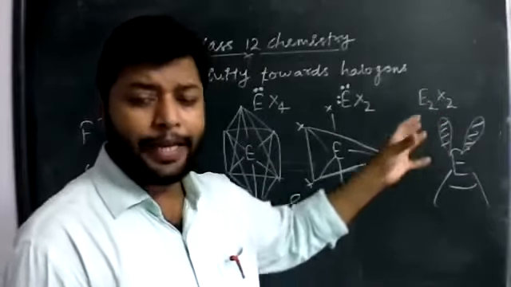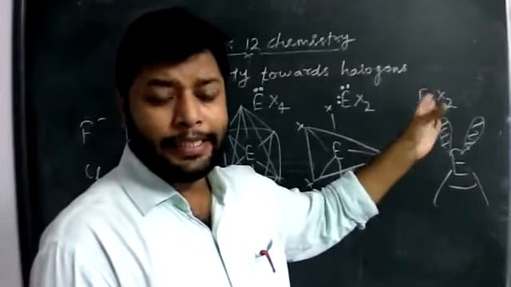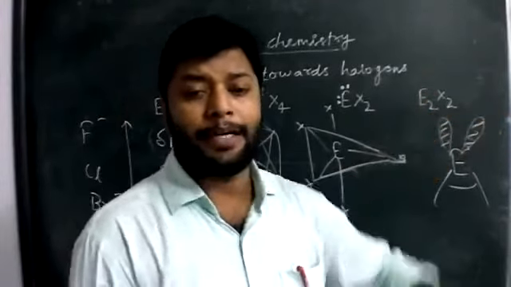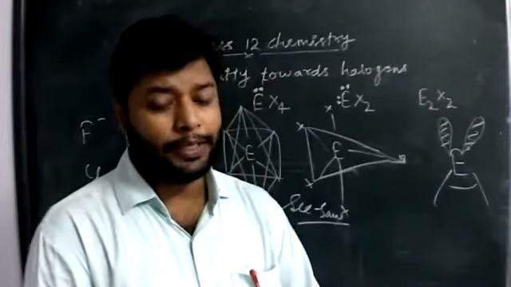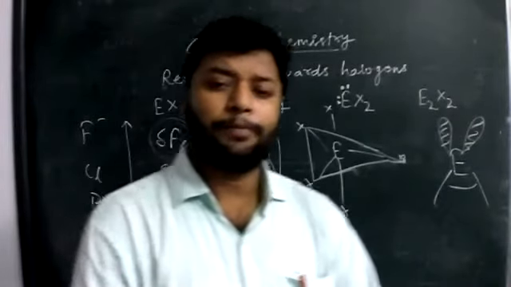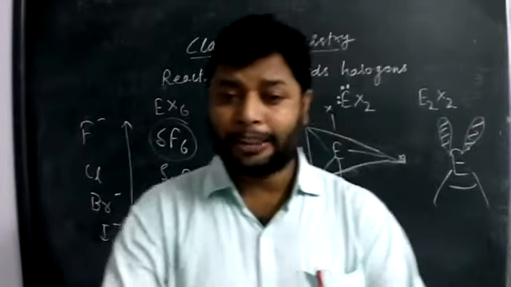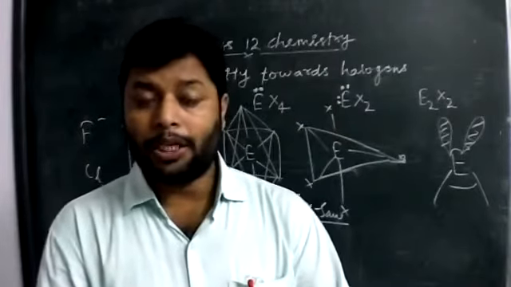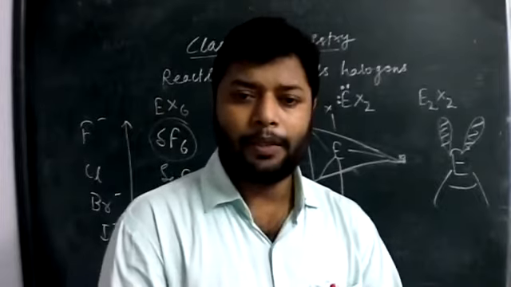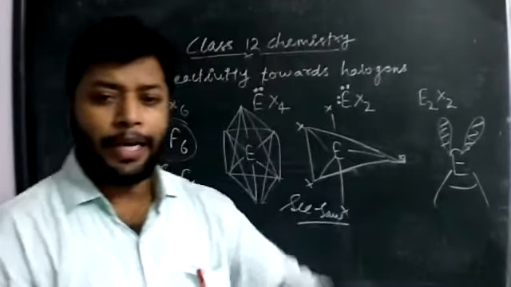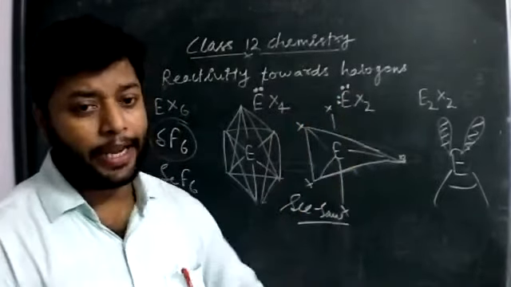This is the reason why monohalides easily form dimers to exist in nature, but they are not stable actually. So E2X2, the monohalides of different elements like sulfur and selenium, will not be very stable as compared to di- and tetrahalides.